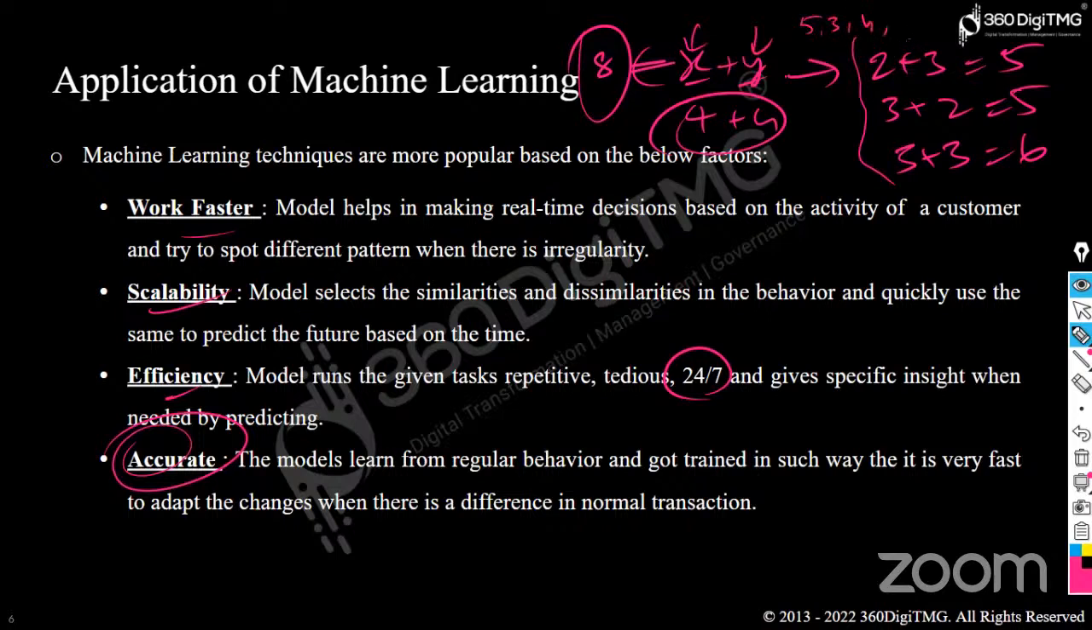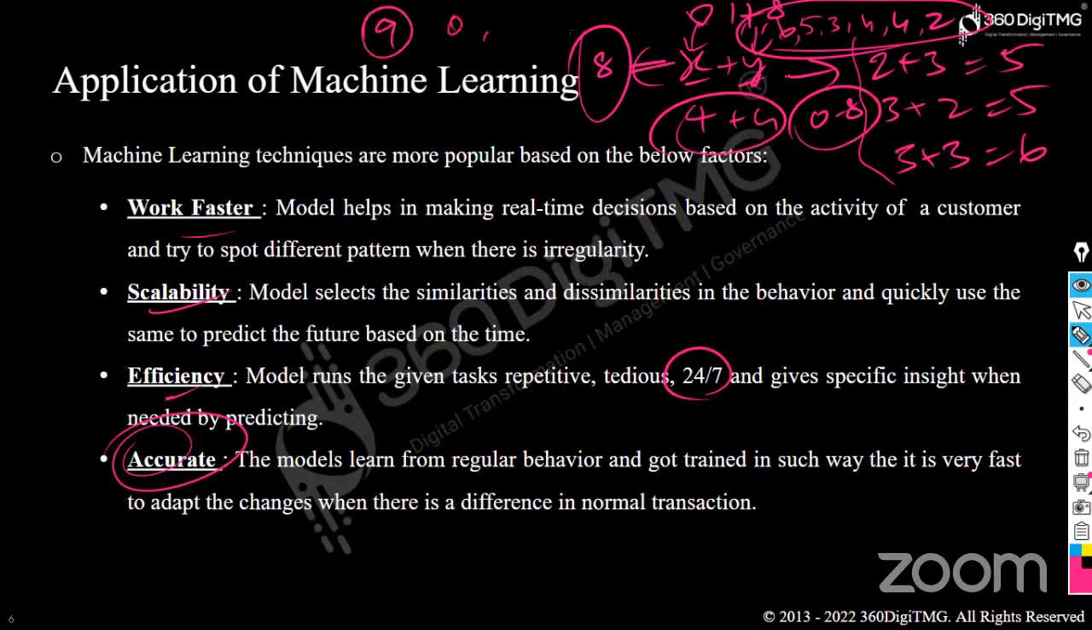So 5 and 3, 4 and 4, 6 and 2, out of which 7 and 1, 0 and 8. So 0 to 8 will be considered. What if the output is 9? Then 0 to 9: 1 and 8, 7 plus 2, 6 plus 3, 5 plus 4. Like this, it can be taken into consideration to find the values of x and y. So it's accurate. Hence, we are going with machine learning models.